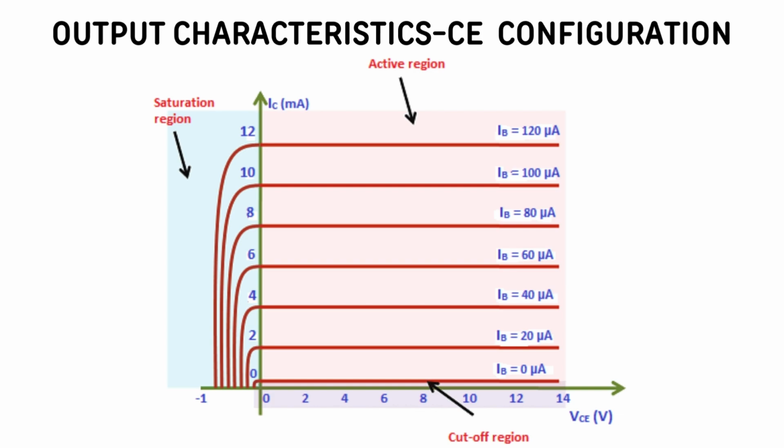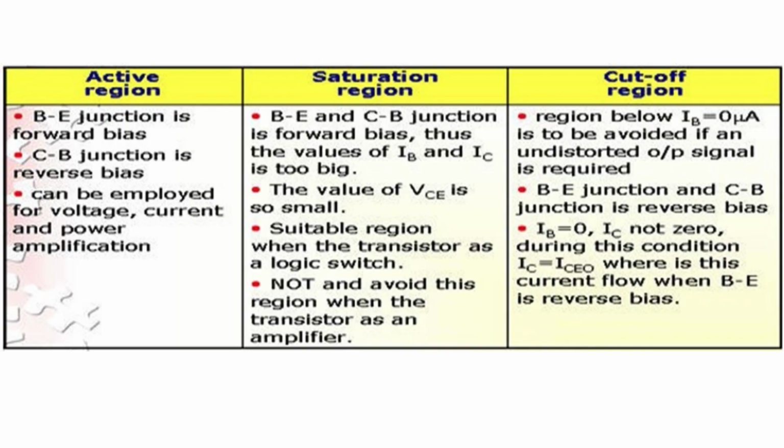Active region. The base emitter junction is forward biased and the collector base junction is reverse biased. It can be employed for voltage, current and power amplification. Saturation region: the base emitter junction and collector base junction are both forward biased. Thus, the values of IB and IC are too big. The value of VCE is very small. This is the suitable region when the transistor is used as a logic switch, and this region should be avoided when the transistor is used as an amplifier.